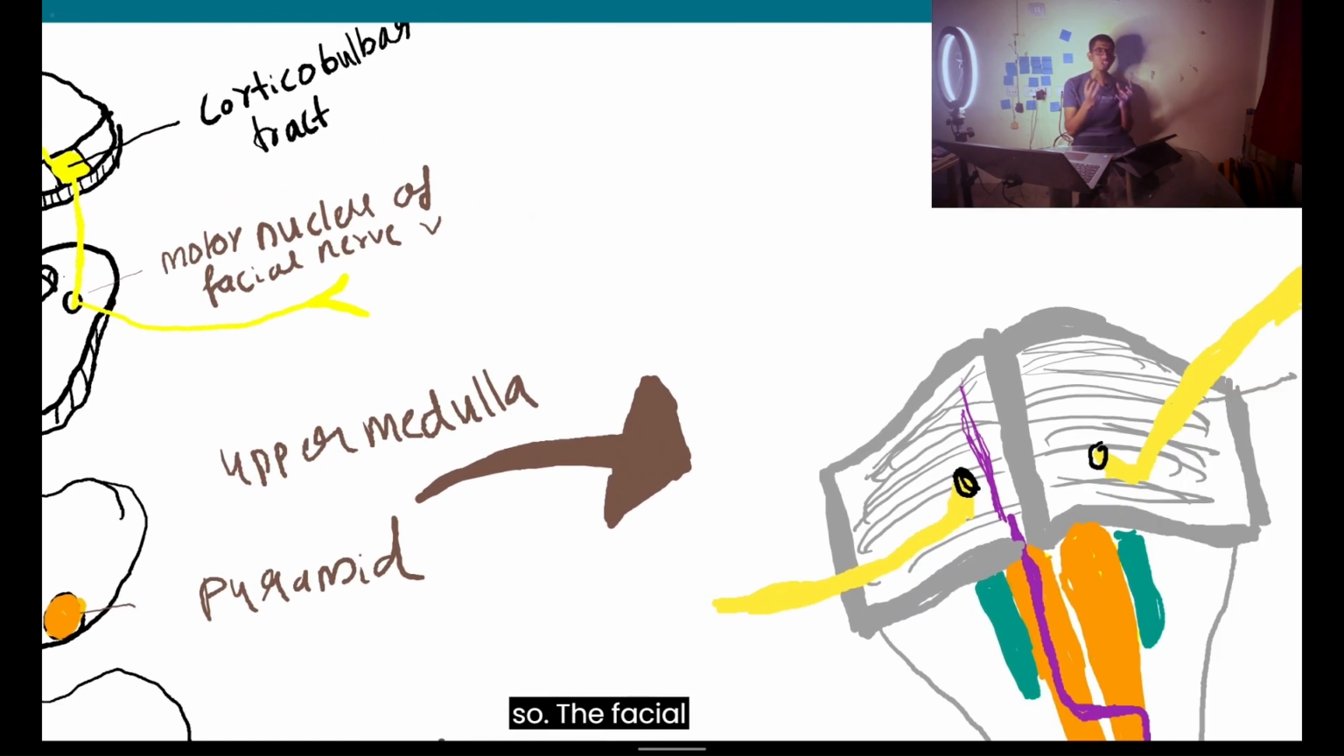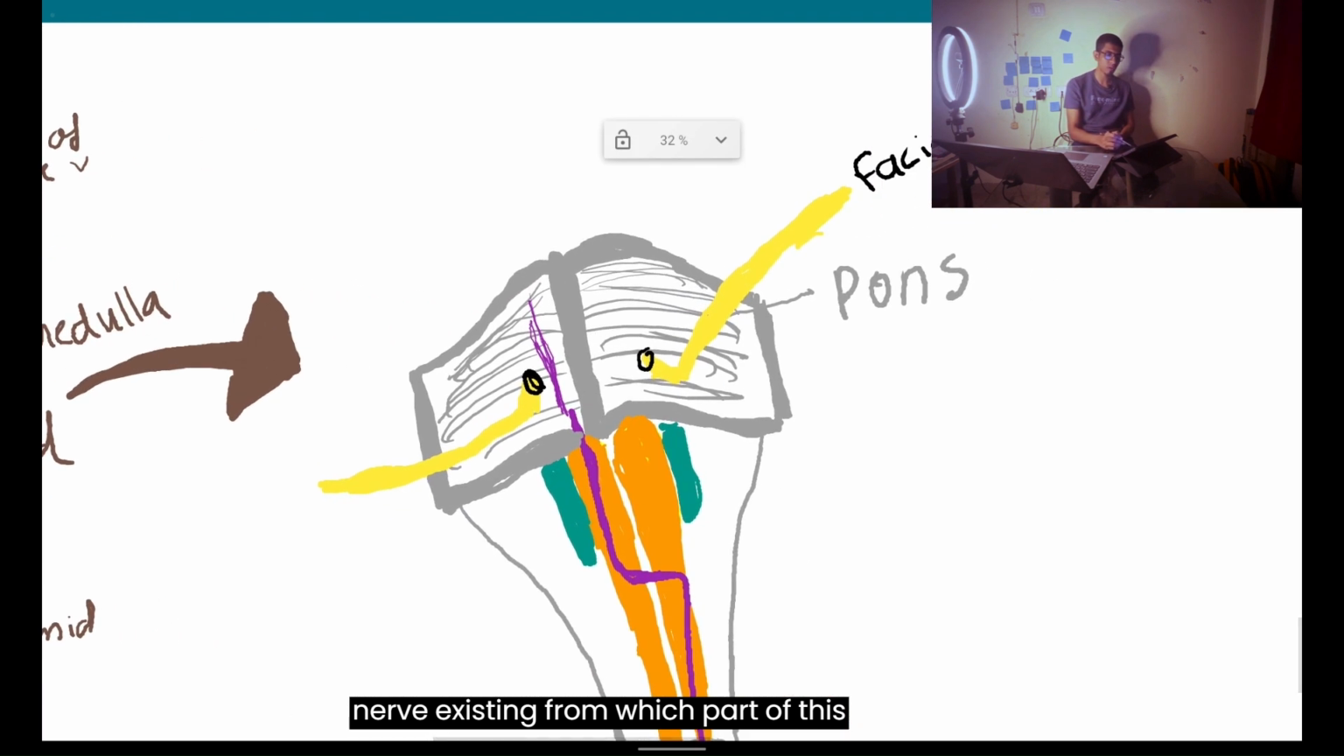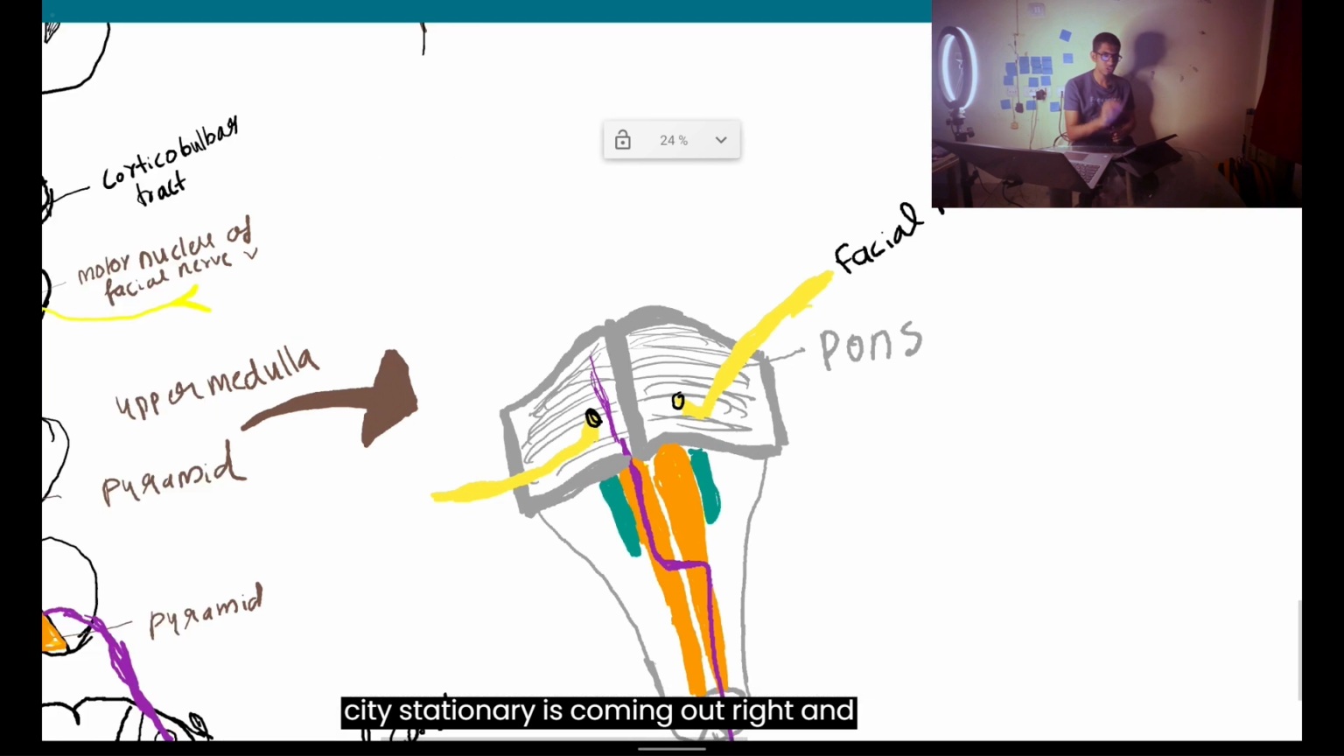So the facial nerve exits from which part of the brainstem? It will be the pons. You have seen this picture multiple times. From the pons, the facial nerve is coming out, right? This is just to give you an understanding of what is happening.